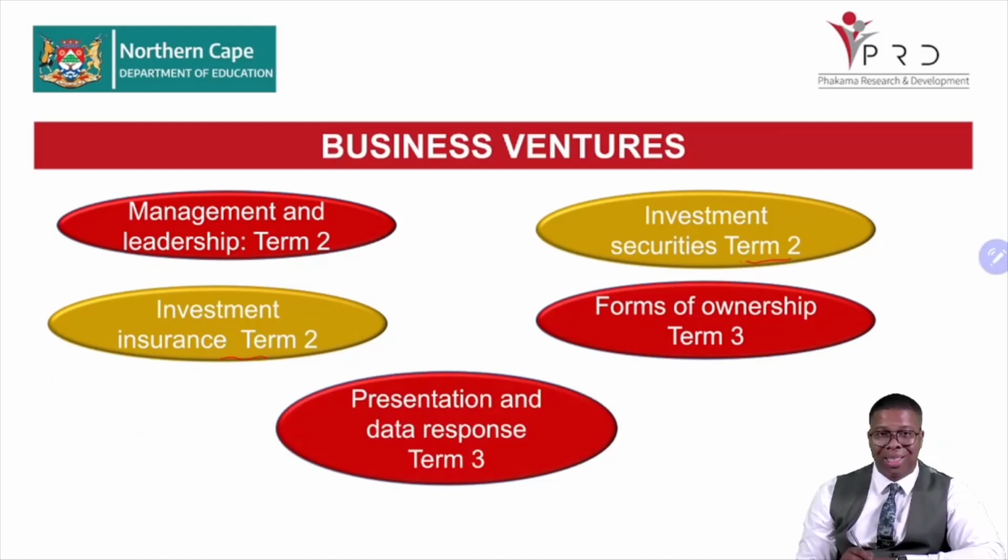Those are your subtopics under the main topic we call business ventures, meaning if you are choosing question 2, question 4, and question 5, this is what is going to be assessed. You should know your leadership and management. You should know your investment security together with your investment insurance and forms of ownership. And the last part will be presentation and data response. And we call this main topic business ventures and its subtopics that are outlined there.